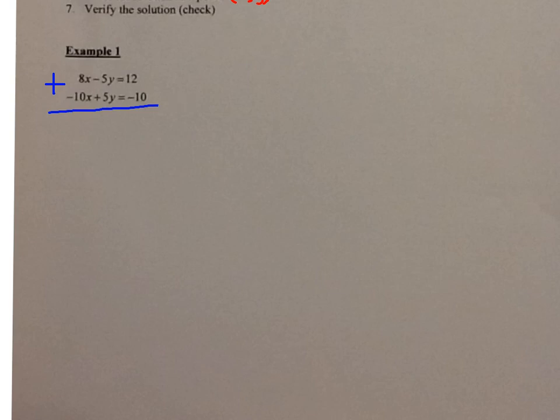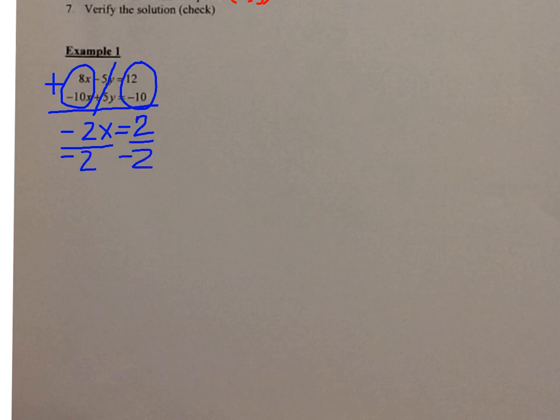All right, so when I add, what happens is the y's, negative 5y and positive 5y, they cancel. So I'm going to add these here. 8x minus 10x is negative 2x equals. And 12 minus 10 is 2. Now I'm going to solve for x. So divide by negative 2. That becomes 1x. 2 divided by negative 2 is negative 1.